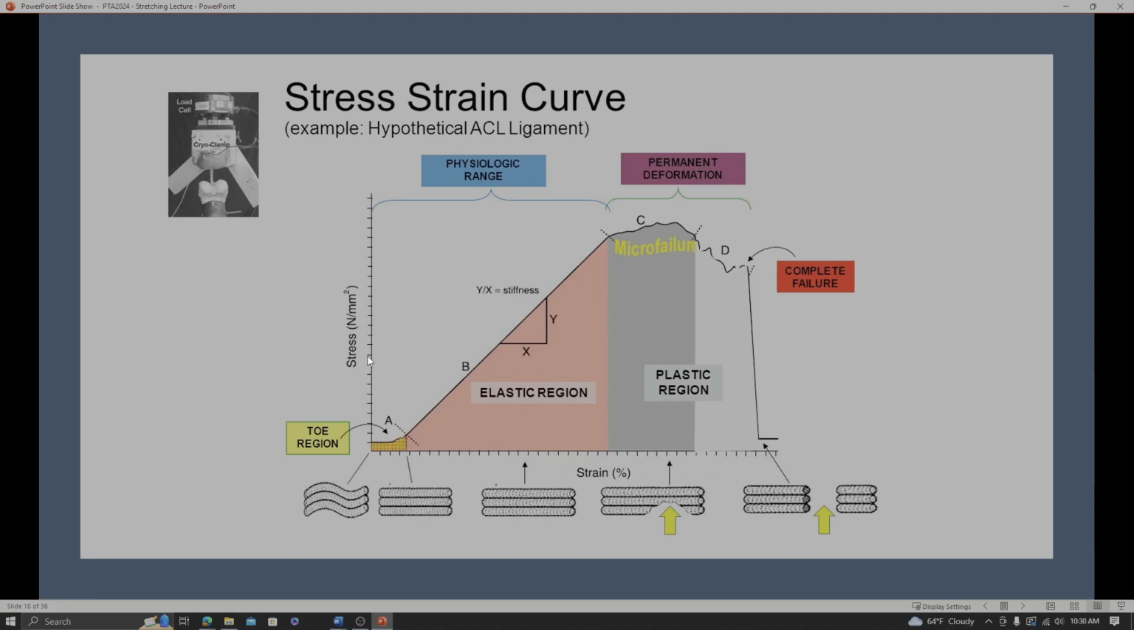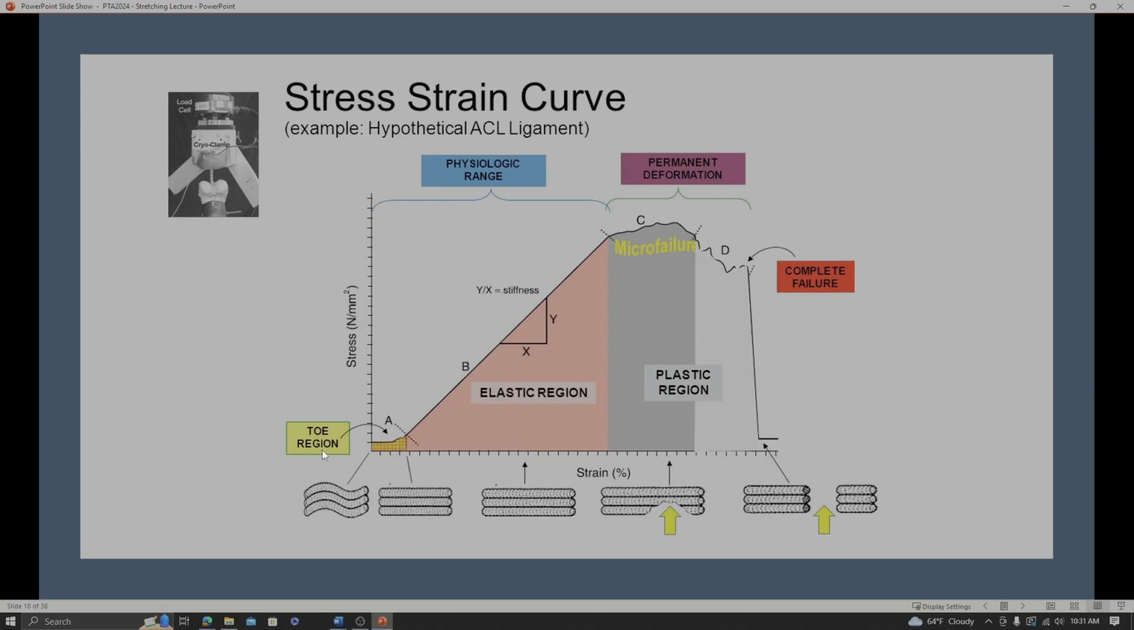That's going to, as the stress increases, take that particular structure, in this case the ACL, to its maximum physiological length, or range, which is basically just the ligament doesn't have a lot of motion compared to a contractile tissue, but it has motion built in. We take it to the end of that range, that's the elastic region between the toe region and the end of the physiological range. Once we move beyond the elastic region, we now move into the plastic region.